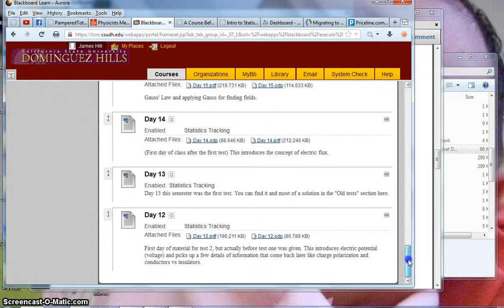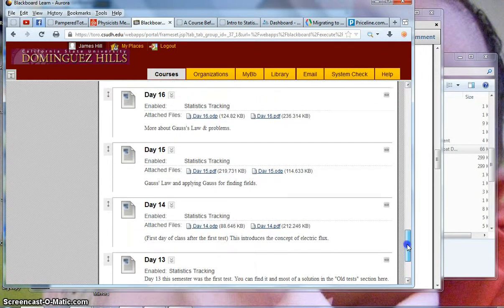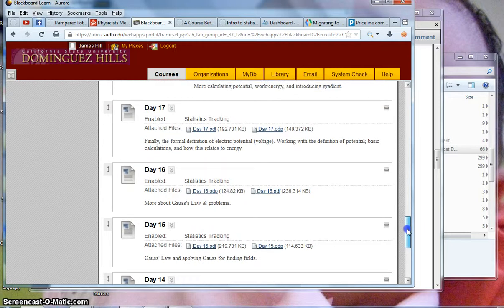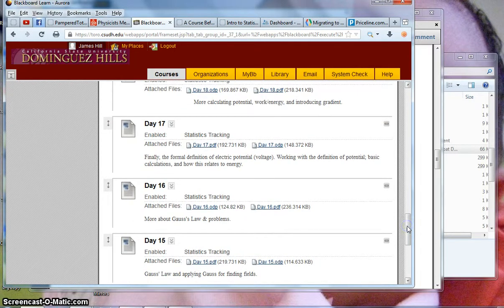Day 13 is just a placeholder. That's the day you had the first test. And after it, I introduced the concept of electric flux. I should probably give you a problem that asks explicitly to calculate an electric flux. You can find some on old tests. Then we went to Gauss's law, which is a really important way to calculate electric fields. Spent a couple of days introducing it and then talking about problems for it.